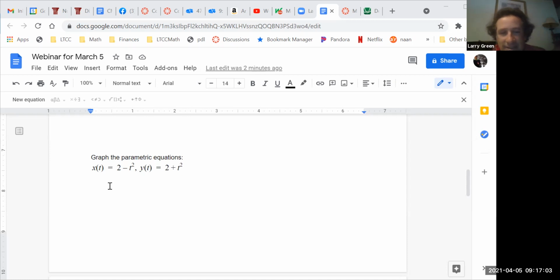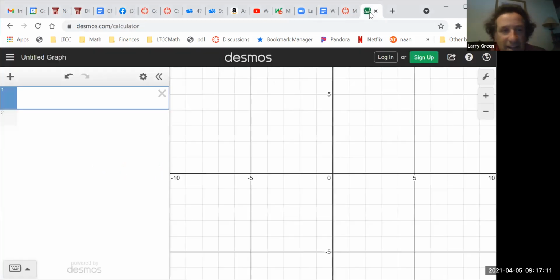So let's use Desmos, and it's 2 minus t squared, 2 plus t squared. So here's Desmos. My guess is you've never done parametric equations in Desmos. Am I right? Maybe you have, but I doubt it. The bad news is you haven't done it. The good news is Desmos does it. So you just have to know how to do it.